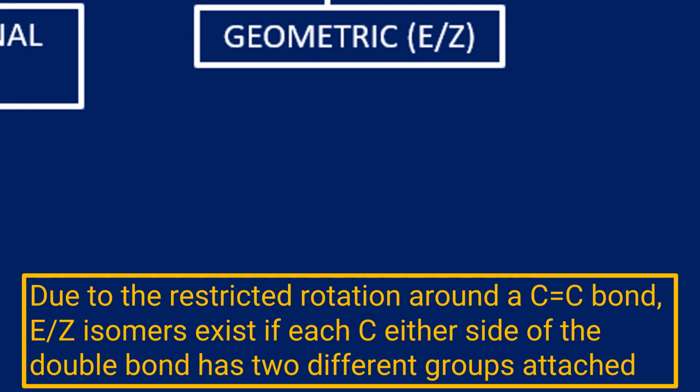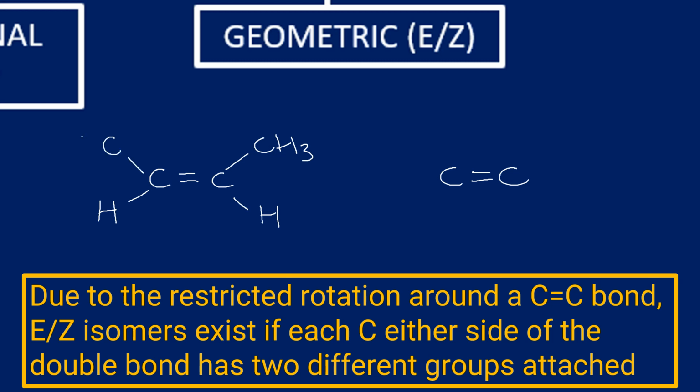Let's have a look at some examples then. So I'm going to draw my carbon-carbon double bond here. I'll draw a carbon-carbon double bond on the right. We've got a CH3 and I'm going to put a H, and then on this side I'll put a H, and again I'll put a CH3.